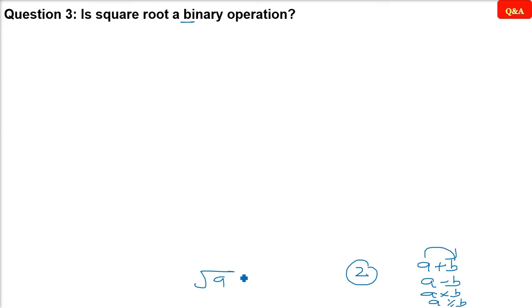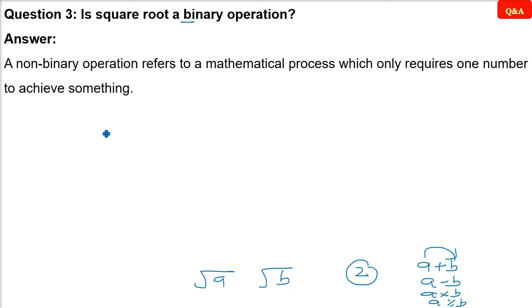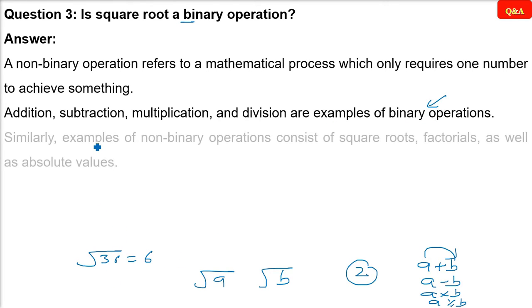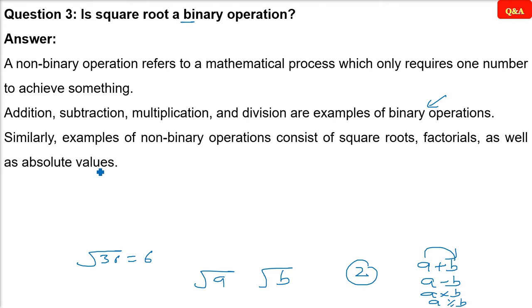But what if I take under root a, under root b? I'm not using two values, only one value. Under root a is only one value. So a non-binary operation, as I said, requires one number. Binary should always have two numbers. So addition, subtraction, multiplication, division, these are the binary operations. But the under root or the factorials, these are not binary.